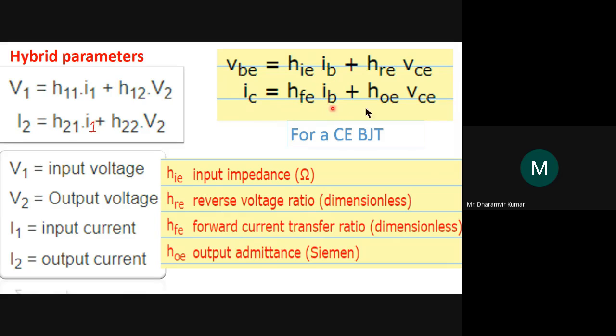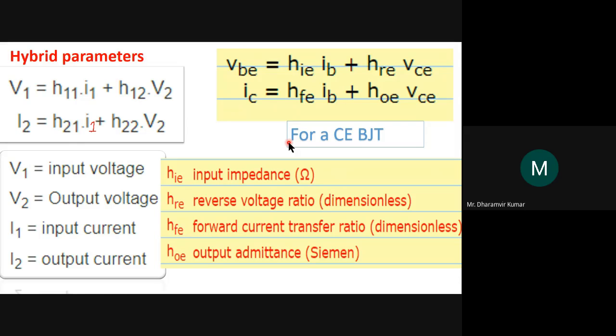Now the last one is HOE. O is for output admittance, because this is the ratio of output current IC by output voltage VCE. Current by voltage ratio is admittance, and this is output current by output voltage, so it's output admittance. So this is how you can understand.